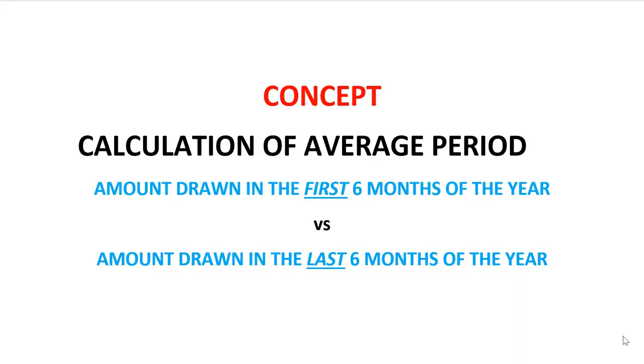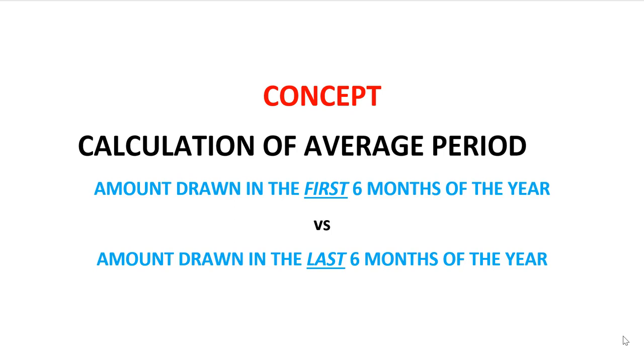Hi, in this video we will understand the concept of calculating average period by taking out the difference between drawings made in the first 6 months of the accounting period versus drawings made only in the last 6 months of the accounting period. There is a difference between these two in terms of average period and therefore the calculation of interest on drawings. We'll begin with the first example.